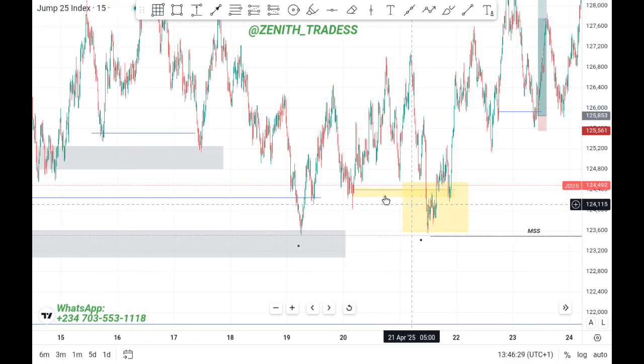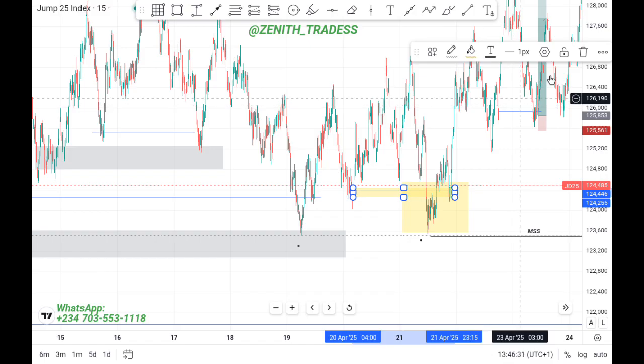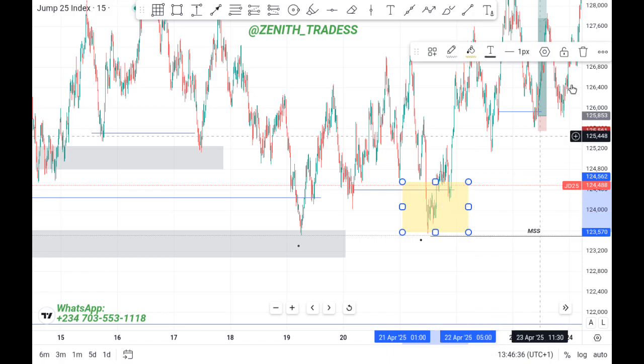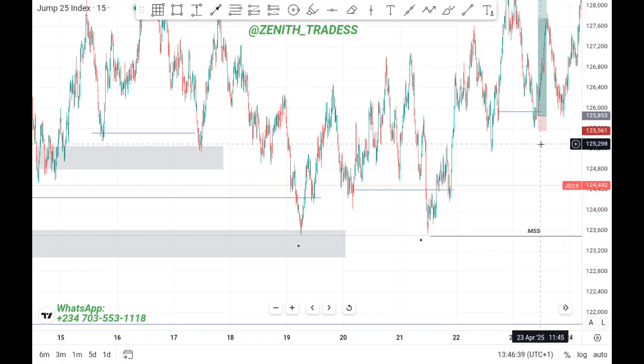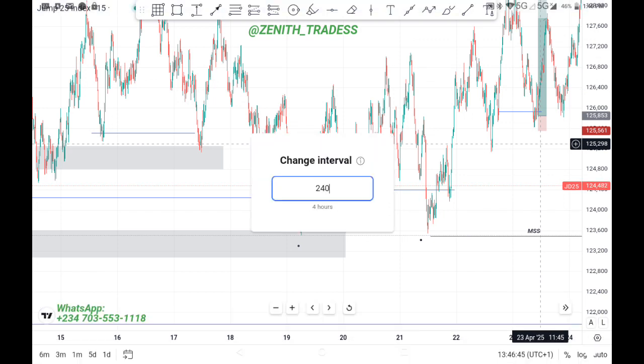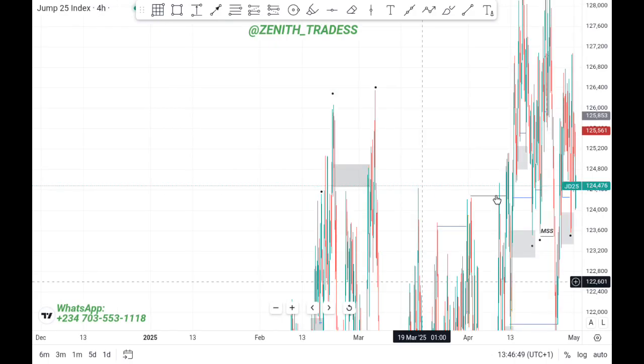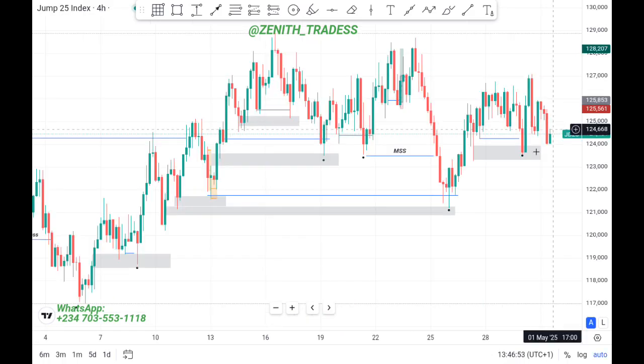Let's go back to 4H. At least we understand the concept of reclaim block now. We will dwell more on it in the next video, and we'll also touch on mitigation block. I believe for this video we should be rounding up. Okay, let's go back to 4H. Let me show us one more example in this pair, then we will go to the next pairs and round up this section.